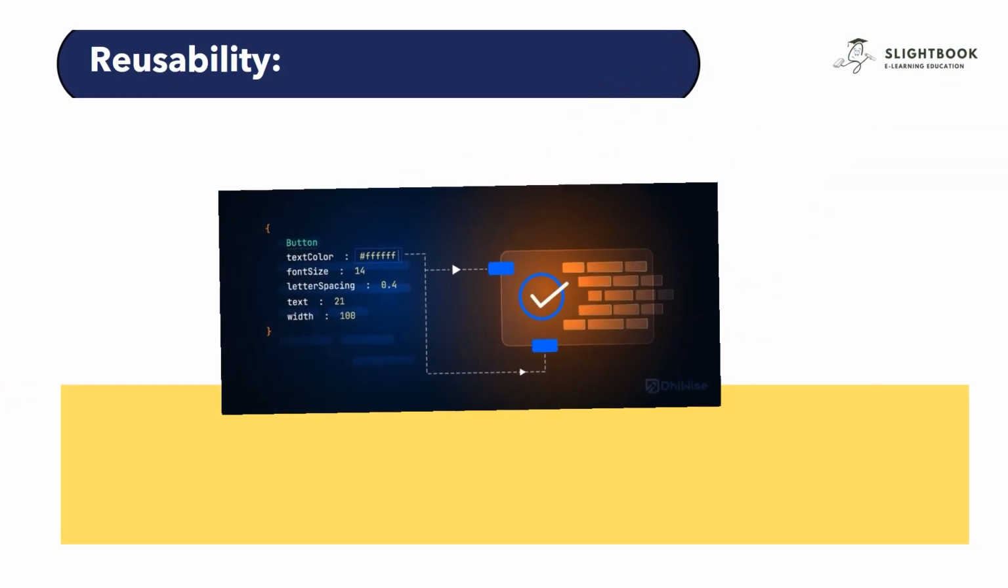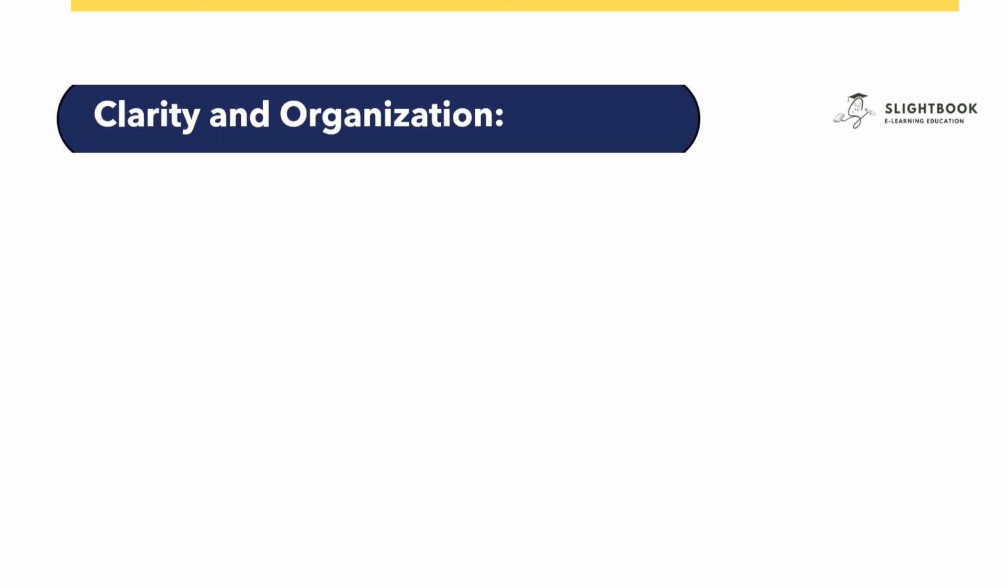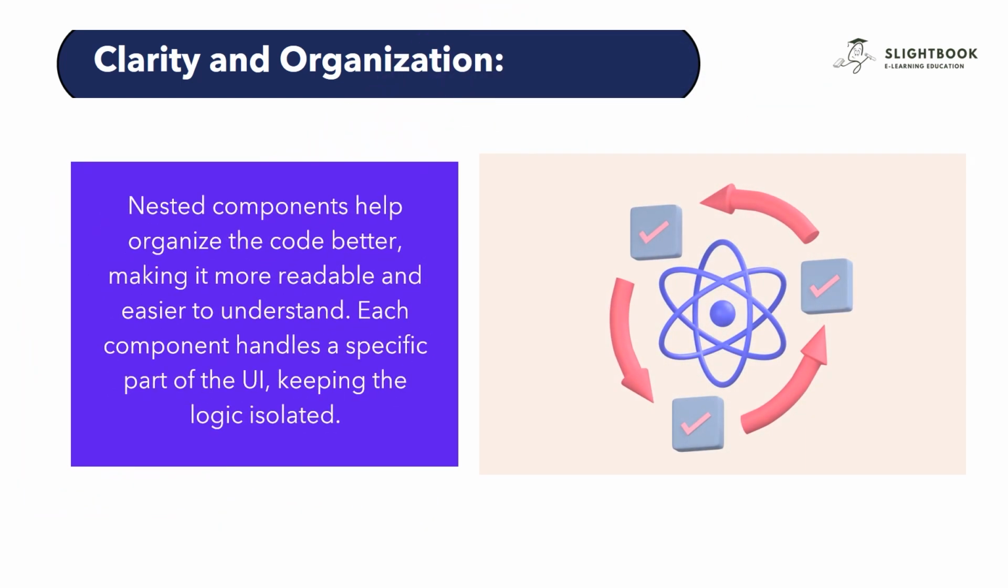Reusability. Components can be reused across different parts of the application or even in different projects, reducing redundancy and development time. Clarity and organization. Nested components help organize the code better, making it more readable and easier to understand. Each component handles a specific part of the UI, keeping the logic isolated.